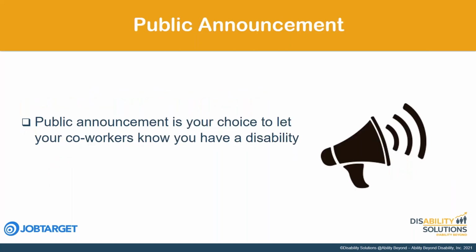All right, the last we have is a public announcement. This is where the individual is comfortable enough in their workplace and work environment that they let their coworkers and friends know that they have some type of disability. It could be a benefit for employers if this person can be an ambassador for your company or your program or some kind of ERG group that you might have, if they're comfortable doing so.